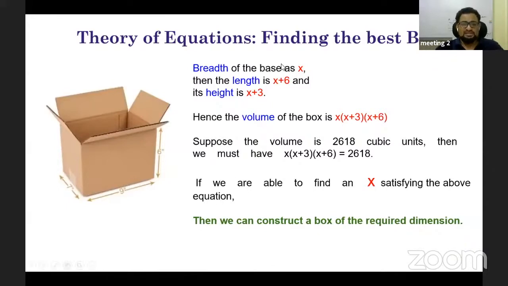Okay, now in this case you can see that the breadth of the base is fixed, the length of the base is x plus 6, and the height of the base is, so this is some standard carton which is available. Now we have to solve this equation in such a way that the volume occupied is 2618.